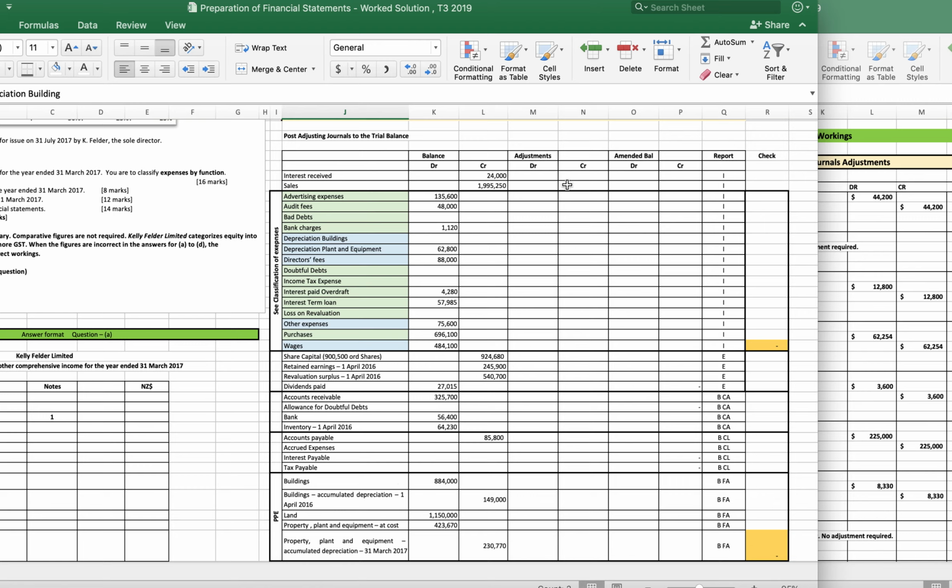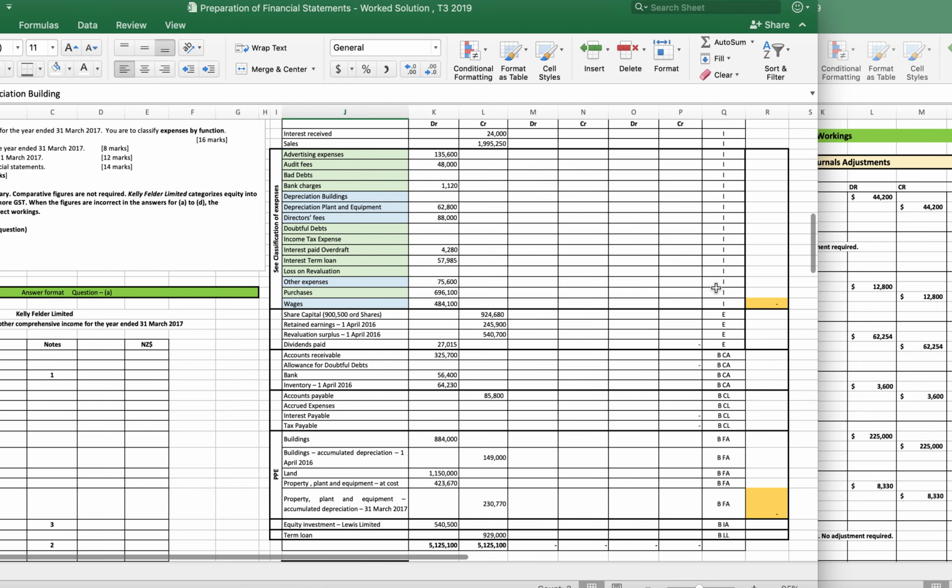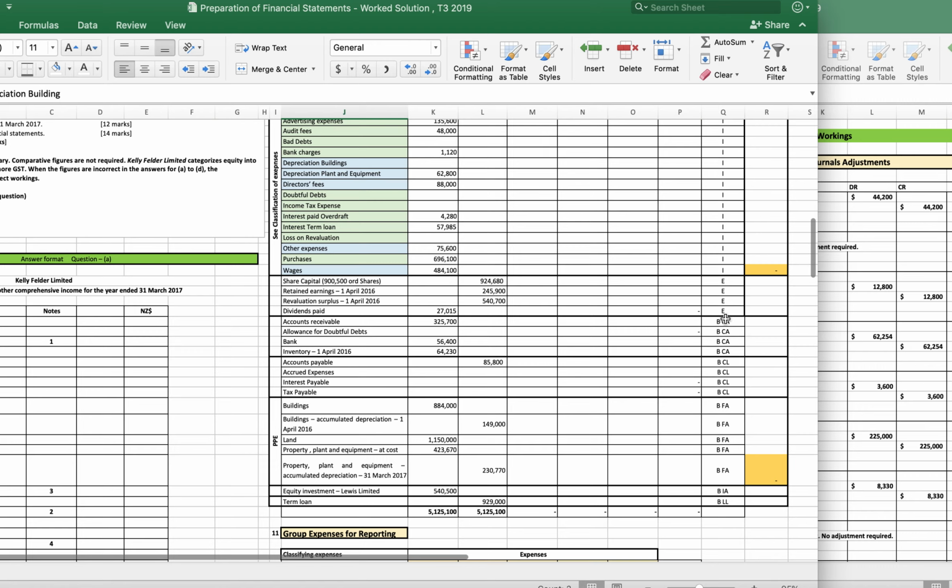I can see I've got my two income accounts at the top, then I've got my expenses that are in the statement of performance, or the income statement, or the profit and loss. They are in alpha order; income statement, that's the I. I'll put the equity ones together, and the balance sheet ones all at the bottom. Even then, CA is current asset, CL is current liability, FA is fixed assets, BIA is investment, BLL is a long-term liability. I've done that to help me.